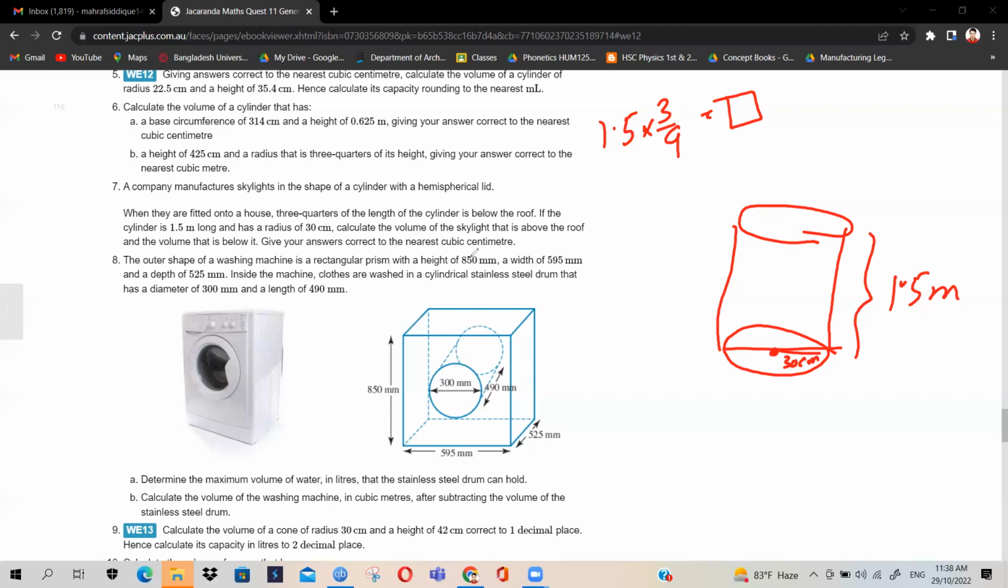And then you will also get a value for 1.5 times 1 upon 4. That is of which shape? That is of hemispherical shape. That is what it says, right? So it will look something like this. Understand my point? And based on that, you all obviously got the radius, and based on that, you can get the other values as well.